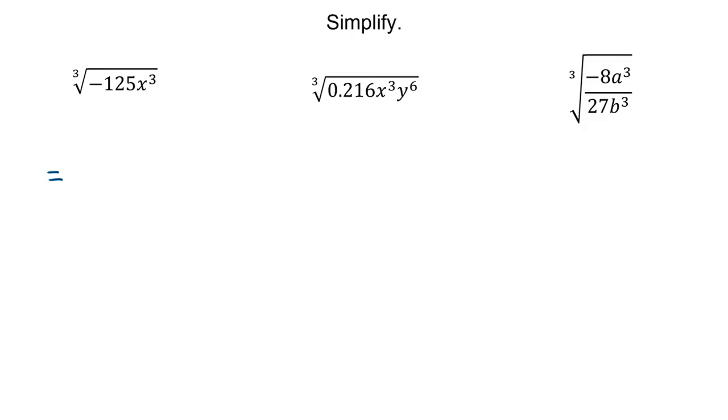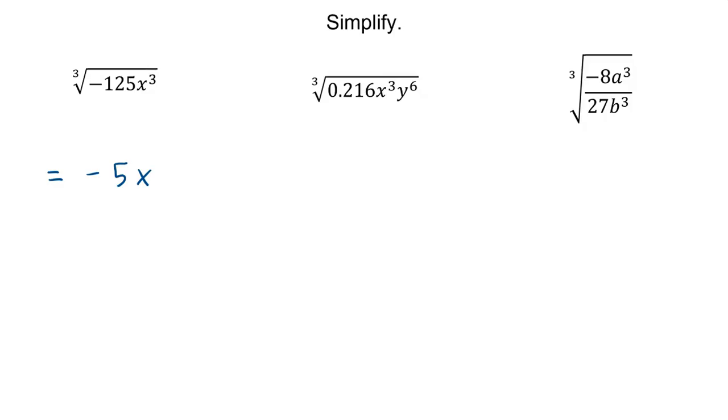That is equal to negative 5x, because negative 5x times negative 5x times negative 5x is equal to negative 125 x to the third. Note again that when we're looking for the cube root of a negative value, the result is always negative. Let's look at the second example.